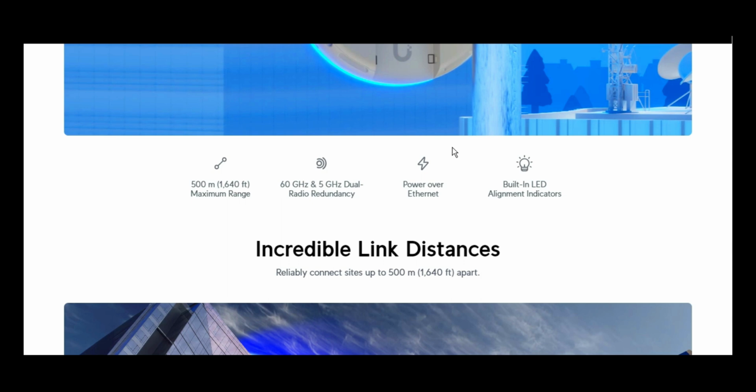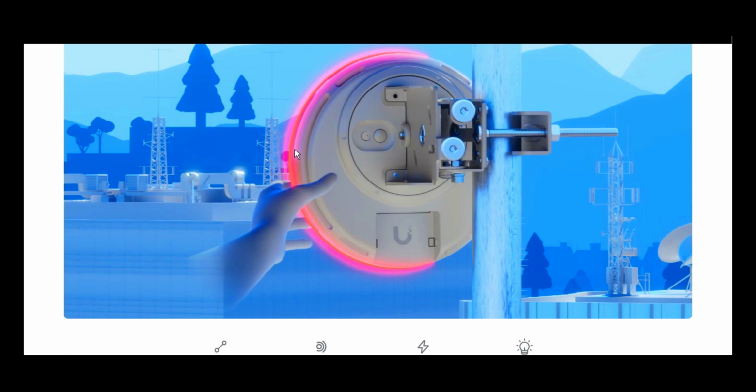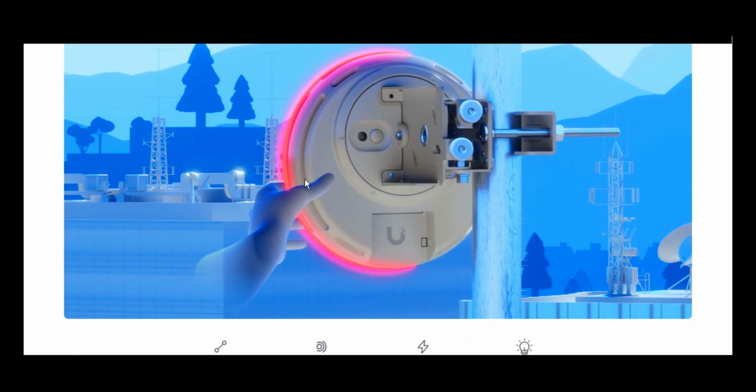The maximum range for this device is 500 meters. That's 1,650 feet in brackets. Maximum range. So it cannot do a kilometer. It's just for a short distance, like 500 meters. It supports 60 gigahertz and 5 gigahertz dual radio redundancy. These are the kind of frequency it can support. It supports power over Ethernet, as usual. And it has inbuilt LED alignment indicators. This is it. Okay, this light you see around it.